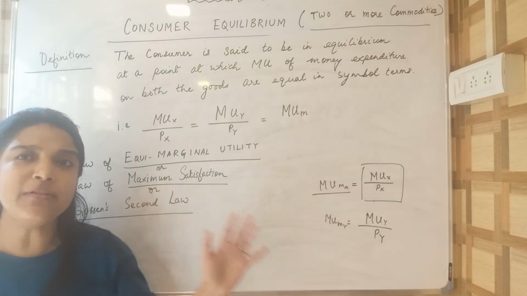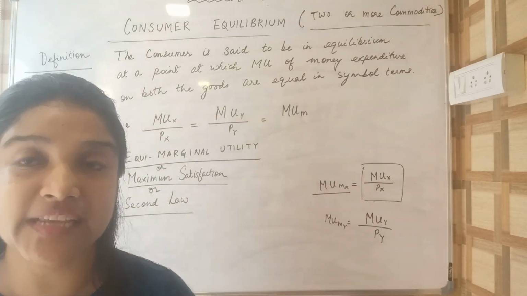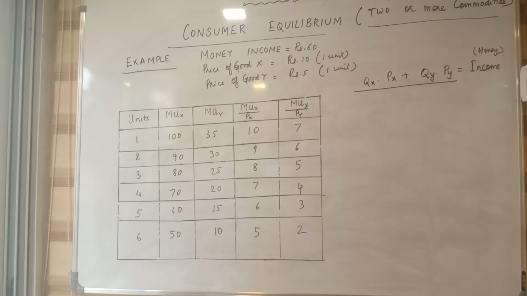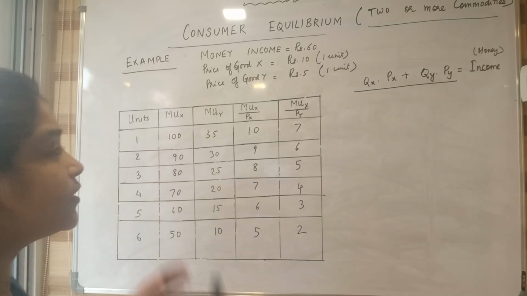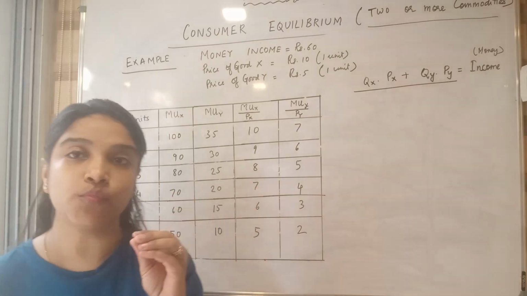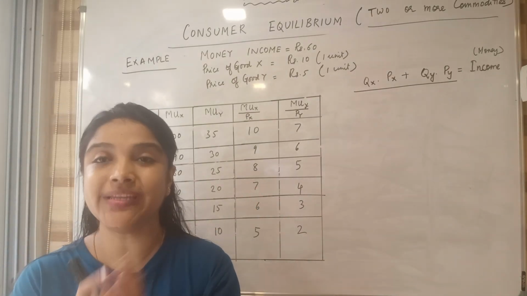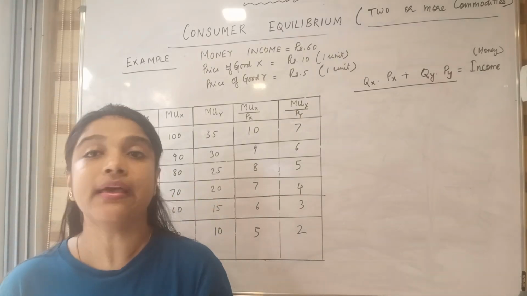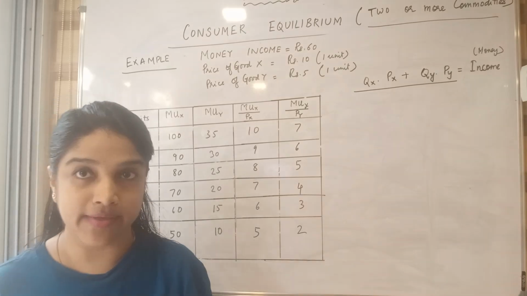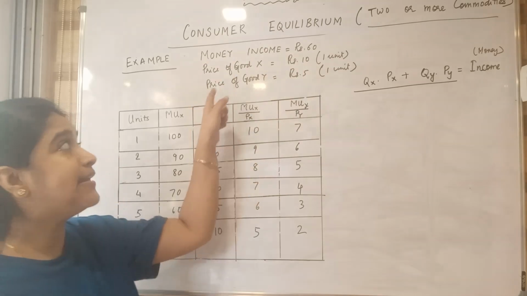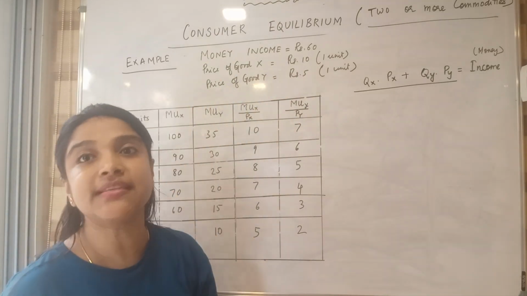Now, we will be able to understand this better with the help of a table and an example. So, let us look at the table. In this example, money income is rupees 60. The consumer has at his disposal a money income of 60 rupees that he needs to distribute between his purchases. He is purchasing two commodities, good X and good Y. The price of good X per unit is rupees 10, and the price of good Y per unit is rupees 5.